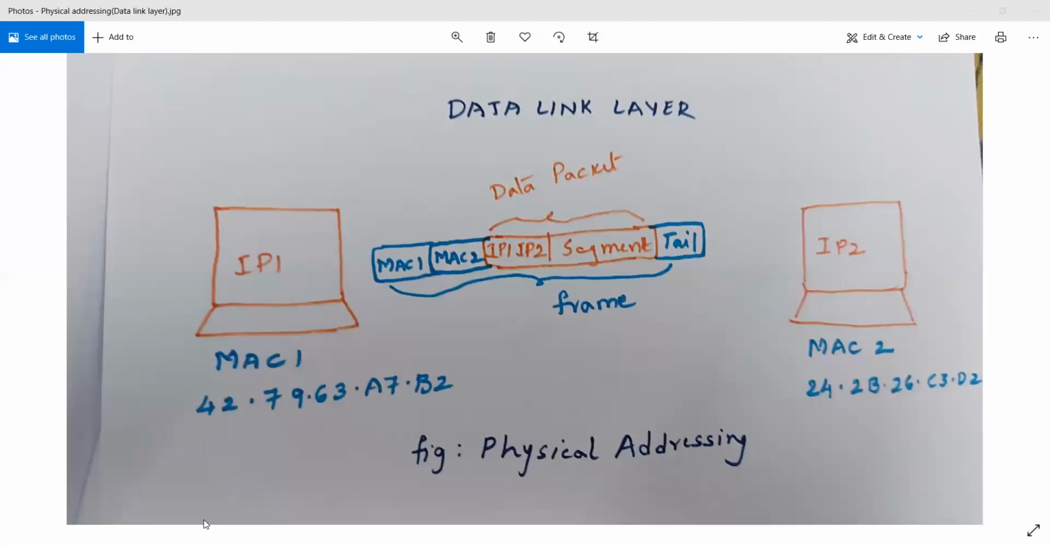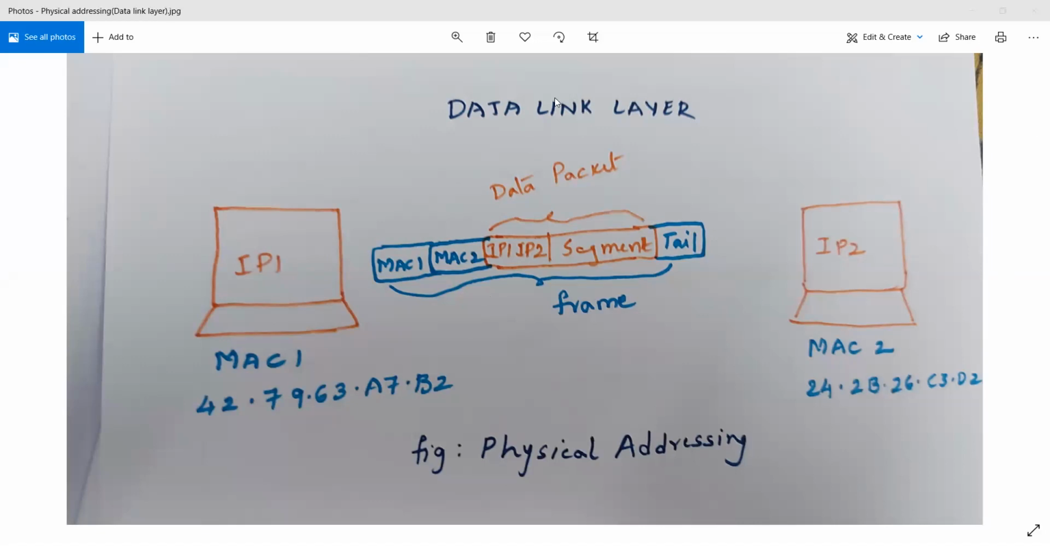So this is the first function, that is physical addressing. How the packet in the network layer is converted to a frame is known as physical addressing. Look here. This is one computer, host A, and this is host B. Host A has IP address IP1 and host B has IP address IP2, for example.